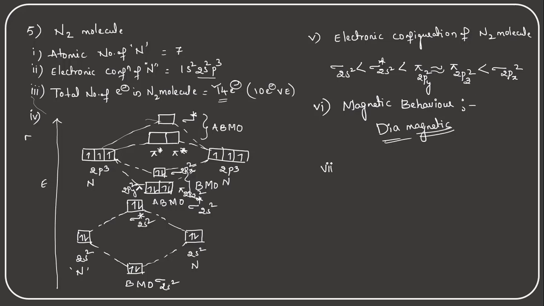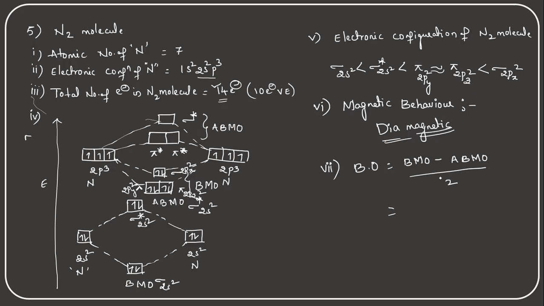And the next one is the bond order calculation, right? Bond order is the number of electrons present in the bonding molecular orbitals minus the number of electrons present in the anti-bonding molecular orbitals, divided by 2. That gives the bond order. So how many bonds it can form, let us see now.